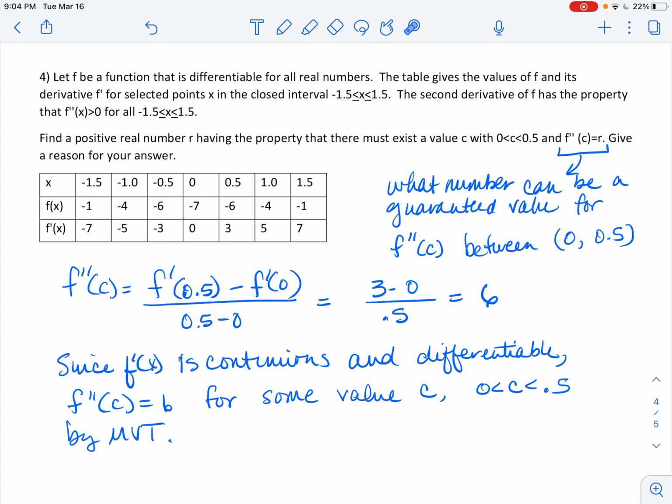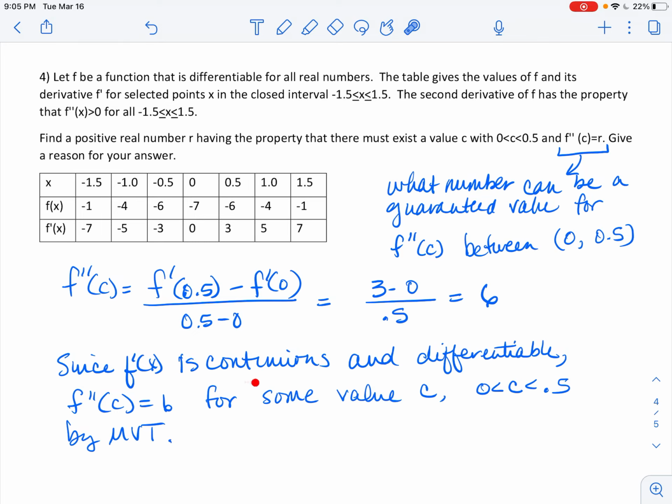So what it's asking is what number can be a guaranteed value for f double prime of c between 0 and 0.5. So to find this second derivative, we're going to use the first derivative. Okay, so the instantaneous rate of change, or the second derivative at c, we're going to set that equal to the average rate of change of the first derivative on this interval. So if we evaluate f prime at 0.5, that's 3, minus f prime at 0, which is 0, so 3 minus 0, and then 0.5 minus 0, well, 3 divided by a half is 6.